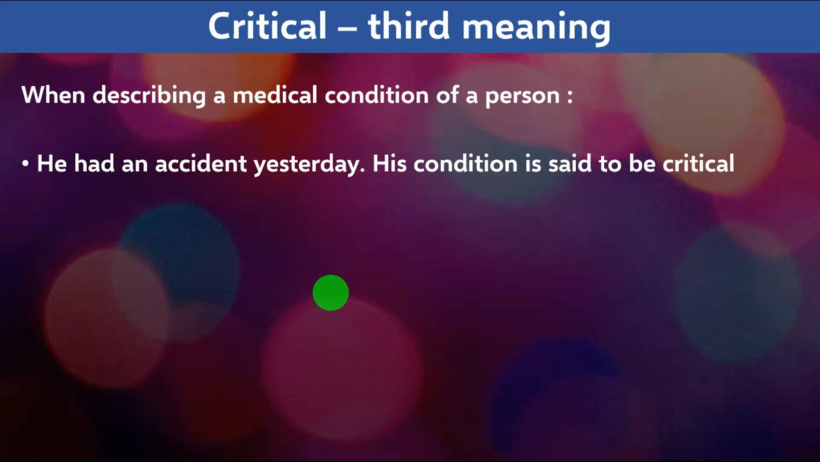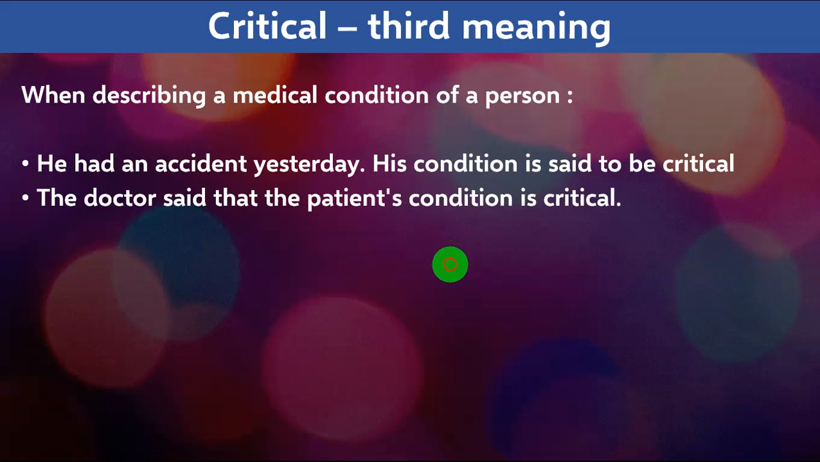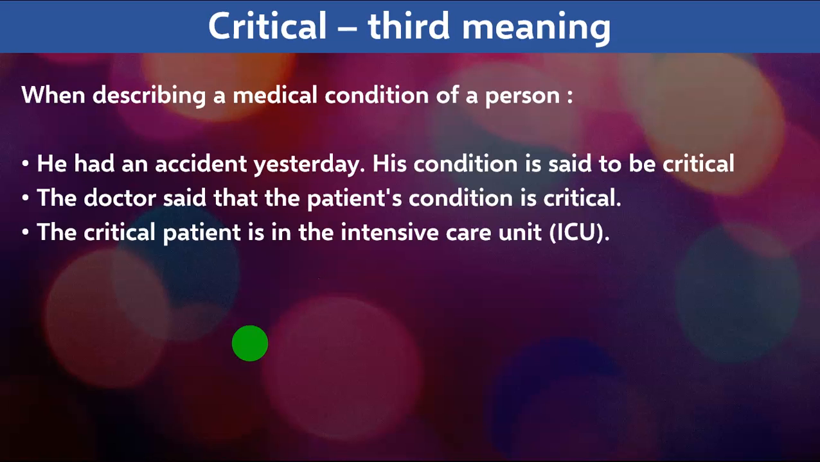He had an accident yesterday. His condition is said to be critical, which means that he could lose his life. His situation is so bad that he could lose his life also. Okay, so that is the meaning of the word critical. The doctor said the patient's condition is critical. That means he's battling for life and death. The critical patient is in the intensive care unit, ICU.